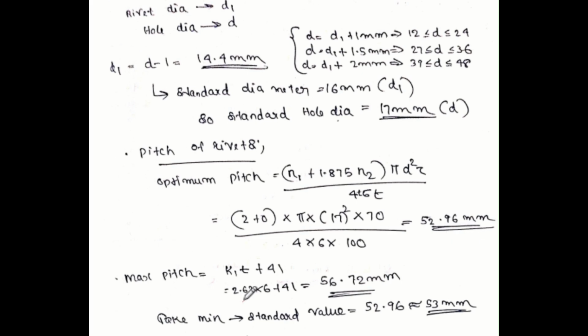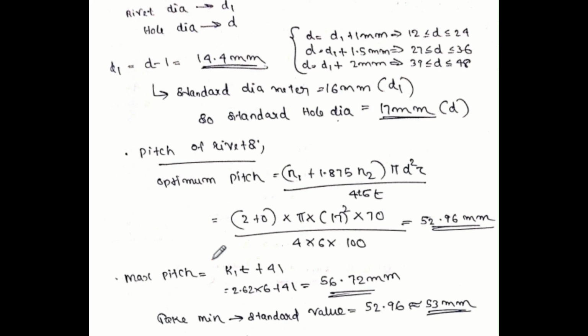We also need to find the maximum pitch. The maximum pitch formula is K1 T plus 41. K1 is a constant value that is found based on the number of rivets. That's why I said initially, half and half, and from that value I got two, right? If you look in the data book, there is a specific column. It varies with different data books, right?